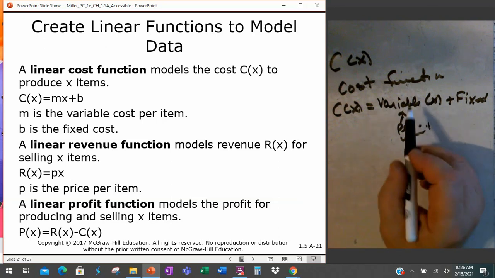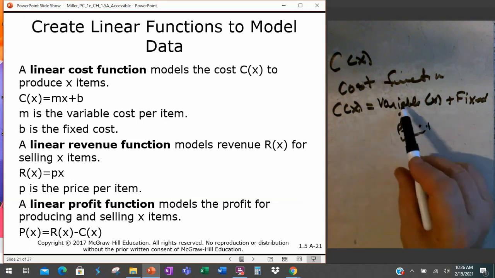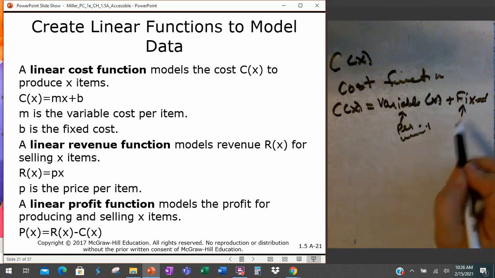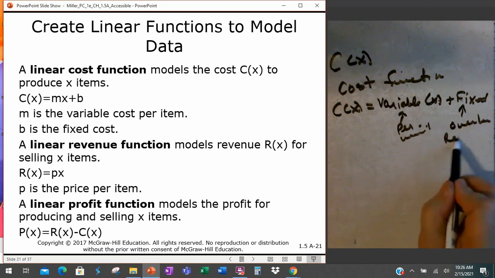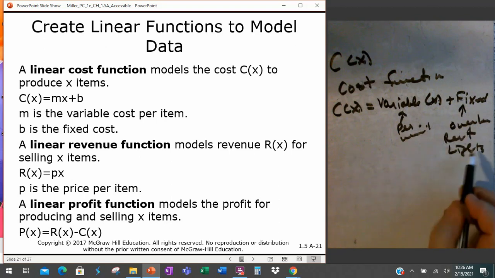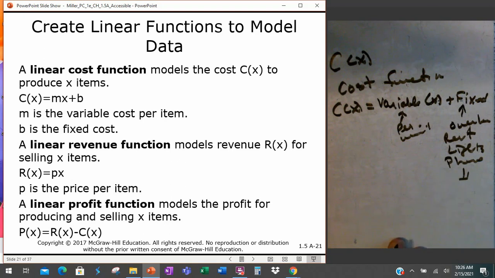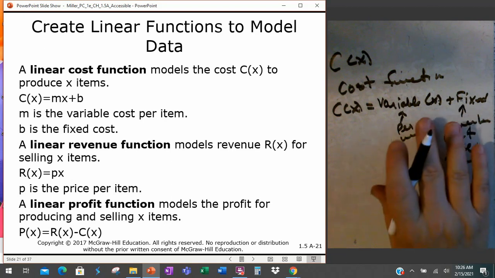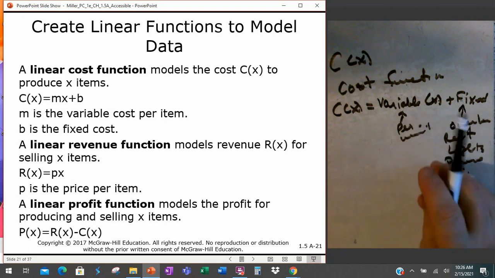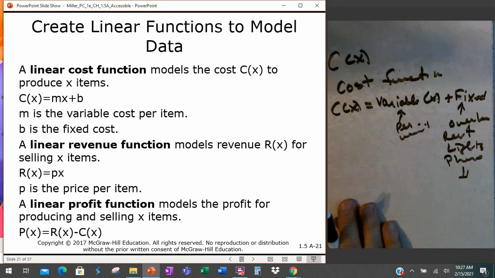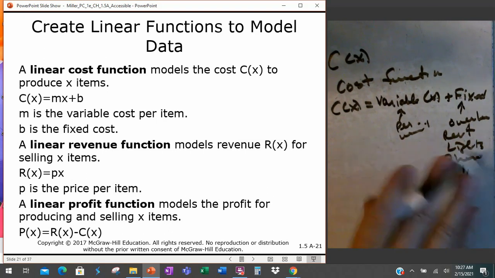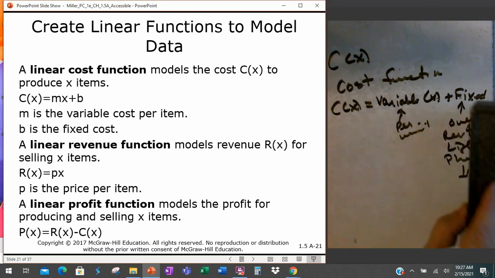Okay. If it costs you $3 per unit, this would be 3x. And then your fixed cost, and this is all your overhead, your rent, your lights, phone, all of those things. They're not going to change depending on this. The variable cost includes just those things as you go up, okay? So that's your cost. By writing it by itself, you can analyze where your cost lies, okay? And then you've got your revenue.